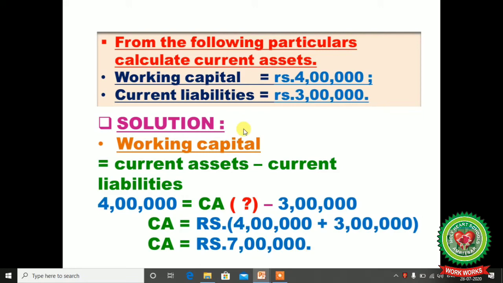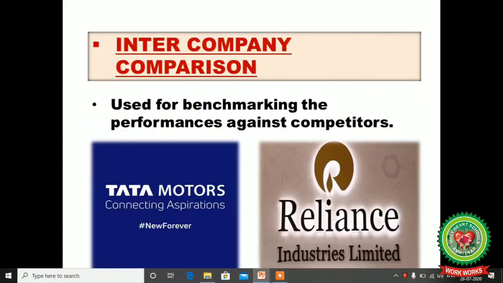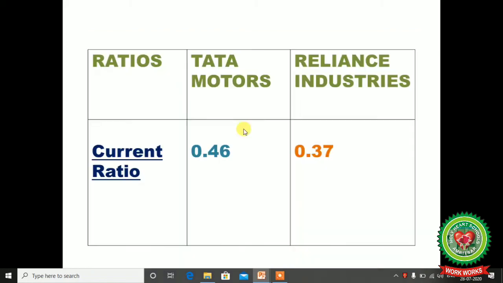Now you are having current liabilities and current assets, you can easily find out the current ratio if the question mentions to find out the current ratio also. Now you can compare very easily the current ratio. See the current ratio of both the companies, 0.46 and 0.37. Tata Motors more and Reliance less.